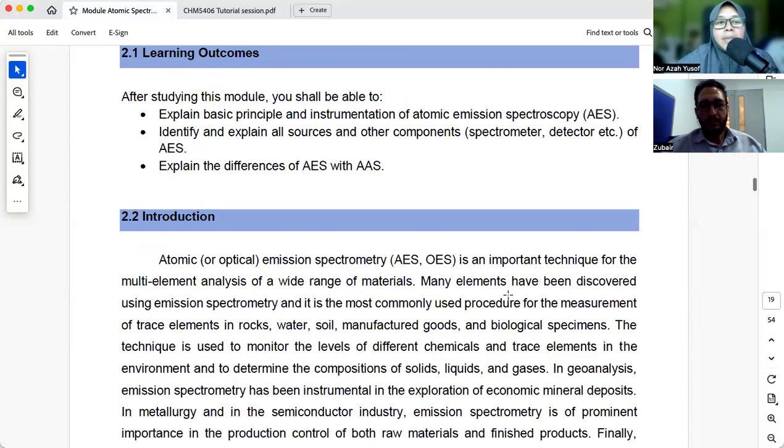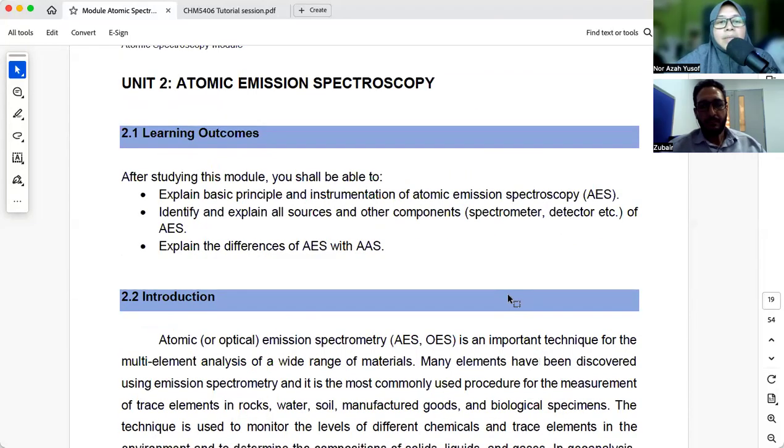Let's look at this atomic emission. Again, you need to know the basic principle of instrumentation, which is quite similar to AAS. It's just that now we are focusing on emission, and all the sources, all the components, and you can see that explain the difference between AES and AAS. So usually in the final exam, we have this question.